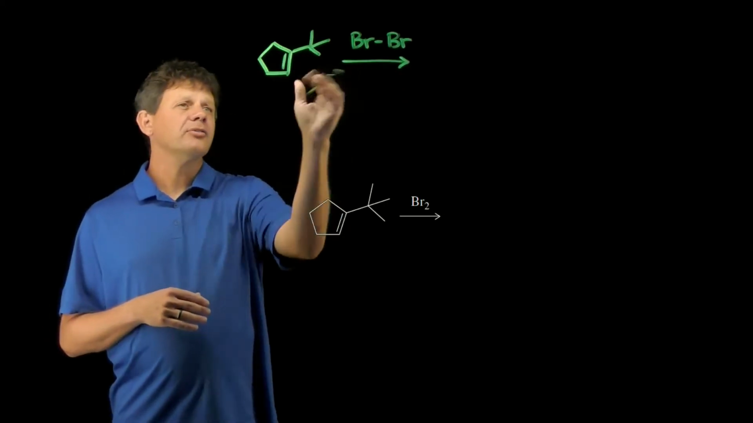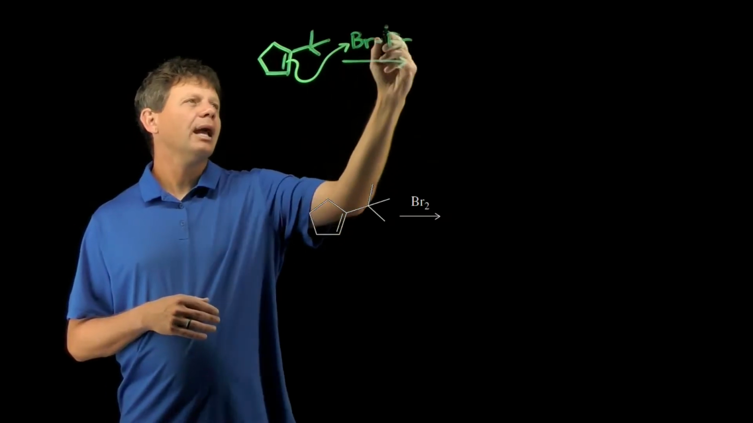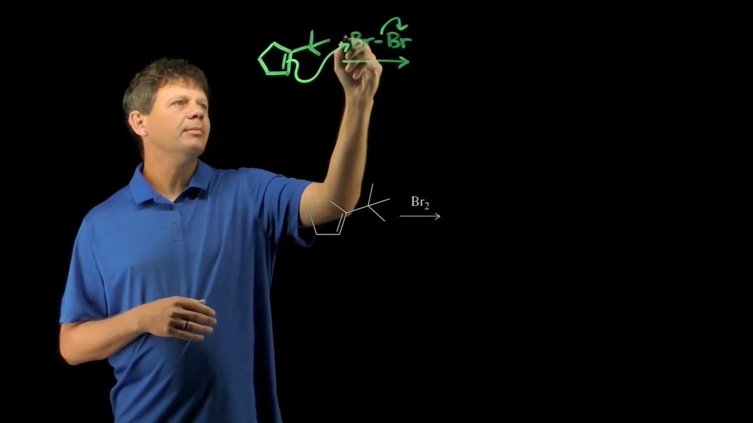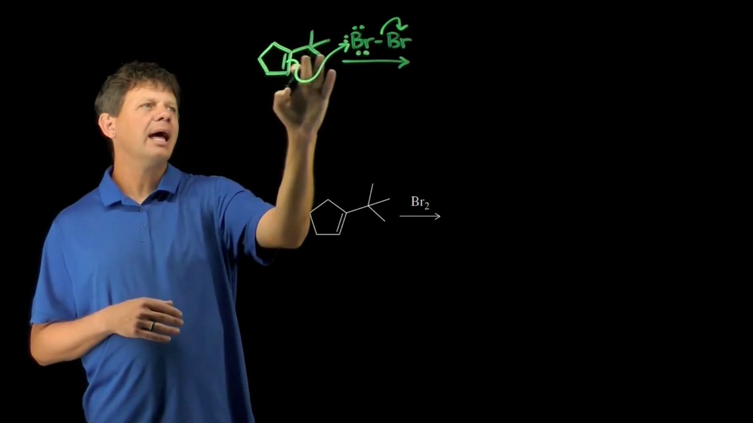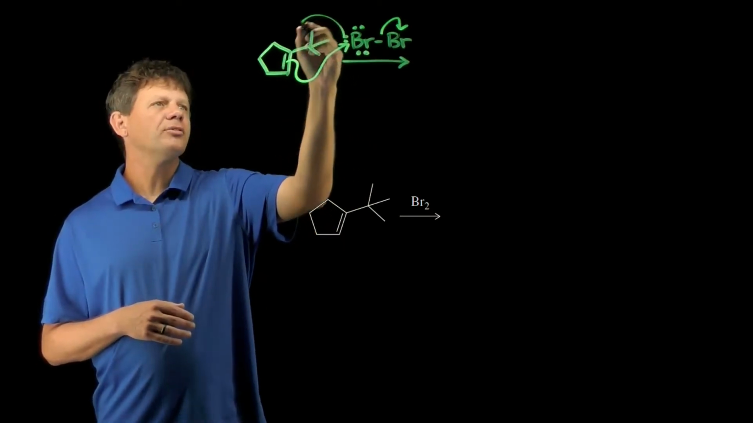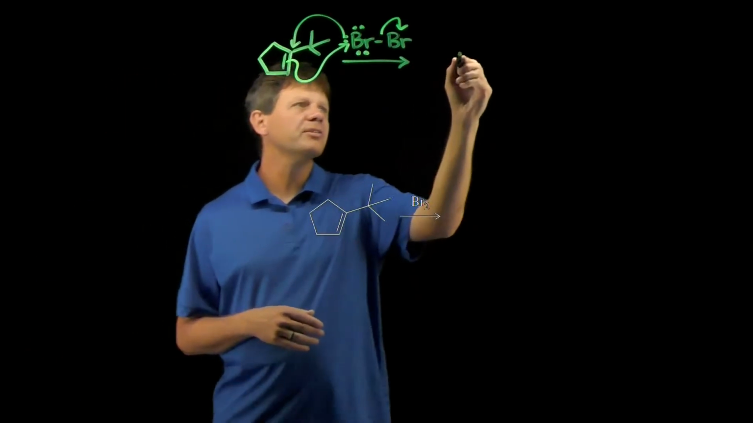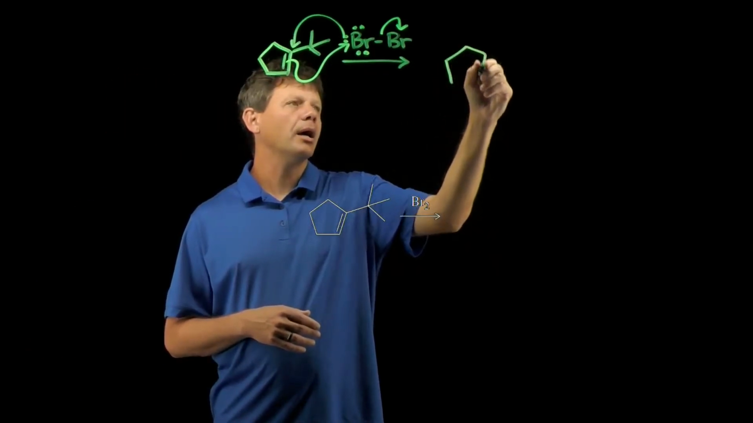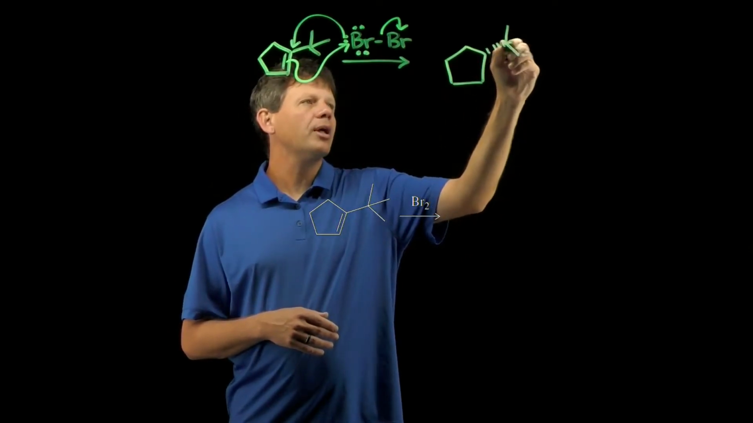The reaction is going to start by the pi bond attacking the bromine, kicking out Br-, while at the same time a lone pair on bromine comes back and attacks the carbon that lost its pi bond. This is going to give us a bromonium ion, which, as I said a second ago, could form on either the top or the bottom.